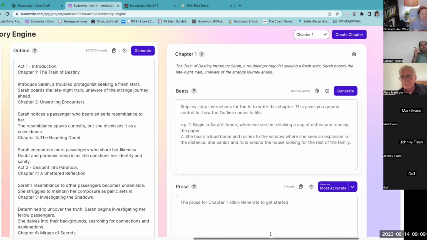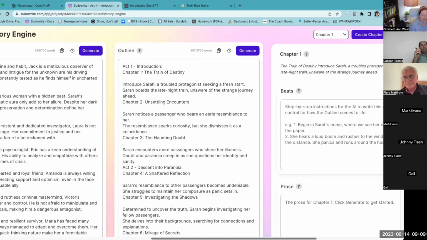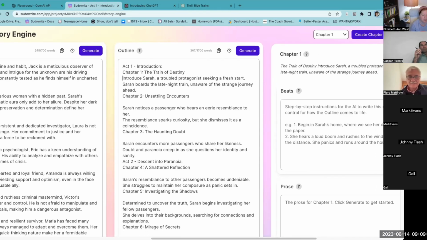Sudowrite's different because if the information is there in the character box, it will use it to generate the beat. So the beats will look at that and the prose will look at that. So I'm actually, I put that outline from ChatGPT in here, and you'll see I would just clean it up a little bit because it's a little bit confusing, but it's in the right format now. I don't have to change that.